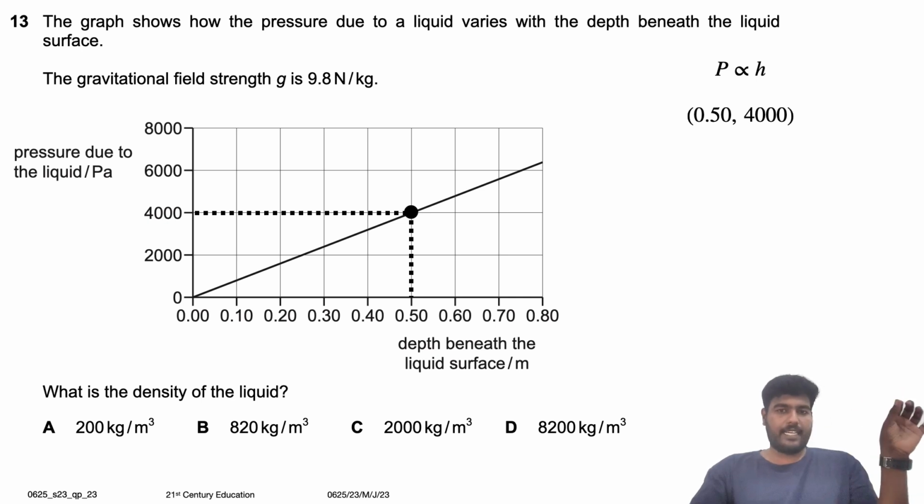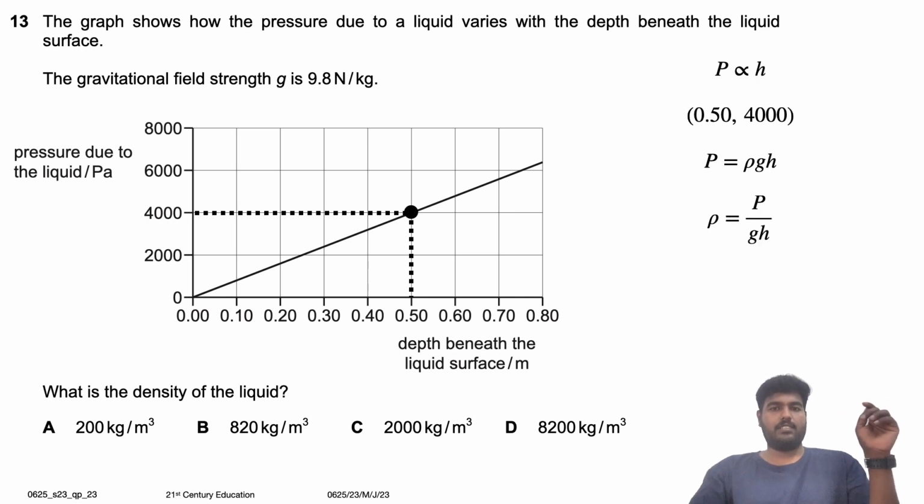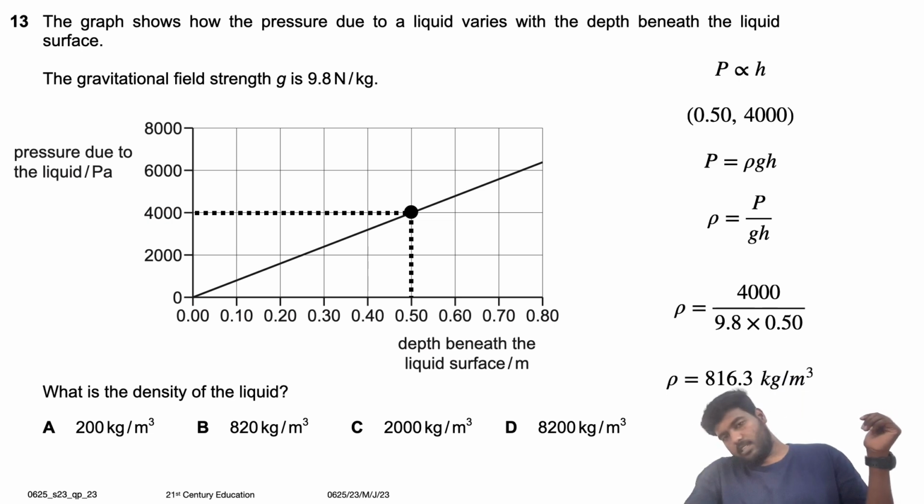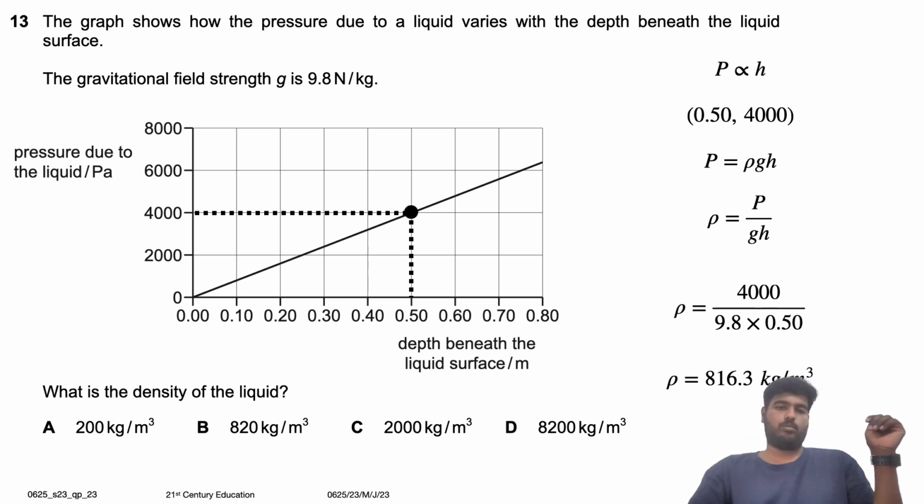Which equation connects height and pressure? P equals rho g h. Rho is constant for a given liquid, and g is also constant. Now if we substitute these two points, we can find the density. Rho is P divided by g into h. So 4000 pascal divided by 9.8 into 0.50 meter. So it's 816.3 kilogram per meter cubed. If we round off, we get 820 kilogram per meter cubed.